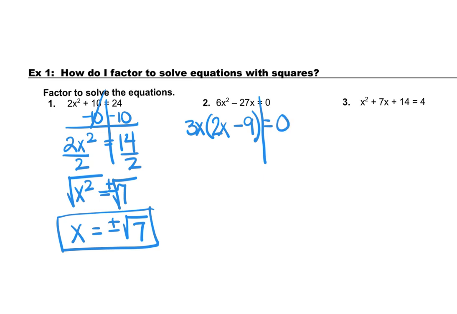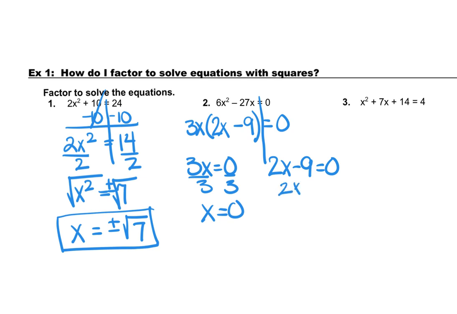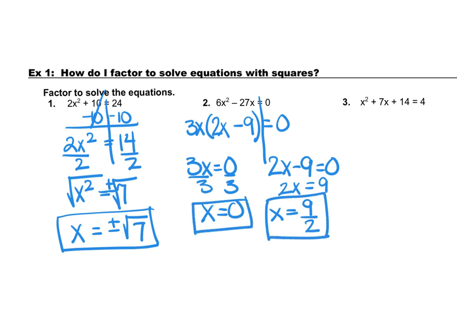And so what we're left with then are two equations here. I've got 3x is equal to 0, and then 2x minus 9 is equal to 0. And then we would just simply solve, and x is going to be equal to 0. For our next one, we'd add the 9, so we'd have 2x is equal to 9, and then we would divide by 2, so we have x is equal to 9 over 2. So our two solutions here are x is equal to 0 and x is equal to 9 over 2.